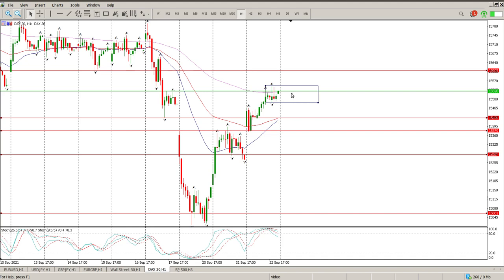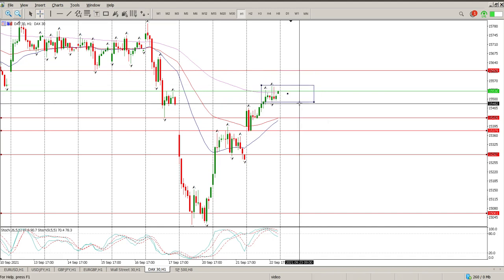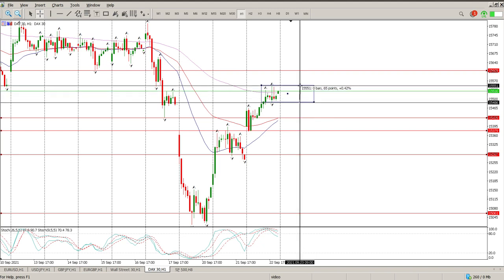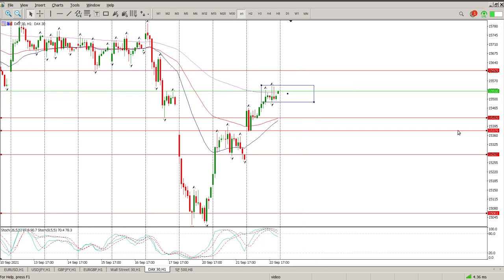You can see if I move that range, that's the range target to the downside, and that's the range target to the upside. So that's the way I would look at this at the moment. I suppose the only situation at the moment is that it is only 65 pips. So that's the structure I see at the moment. I don't see anything else.